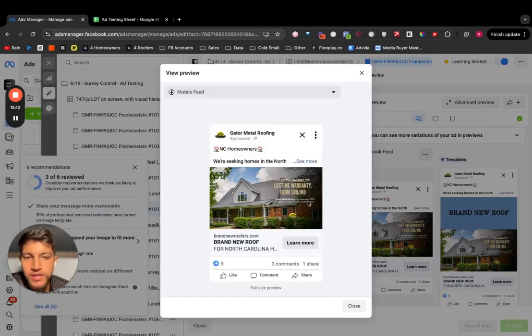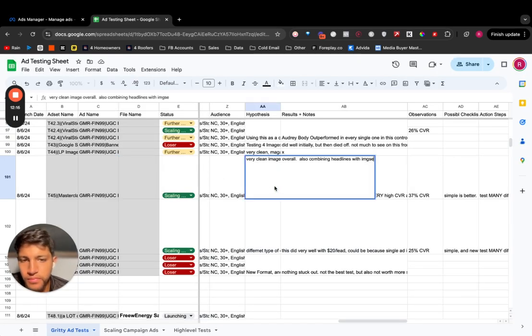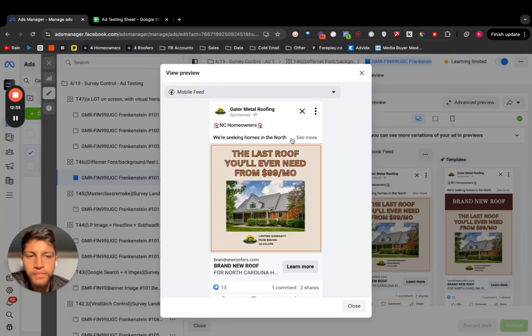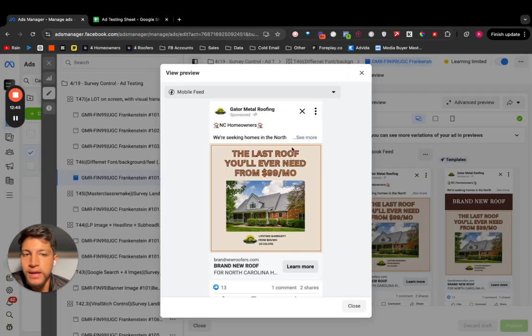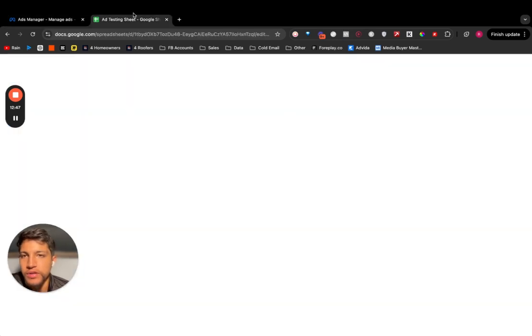If you look at the hypothesis for this ad, the initial one was, it was a very clean image overall. It also combines the headline with the image. And if you look at the other one, the hypothesis for this one was it was a different type of clean image. It has a different headline as well. We thought it could work, and we were also combining the headline with the image here as well.